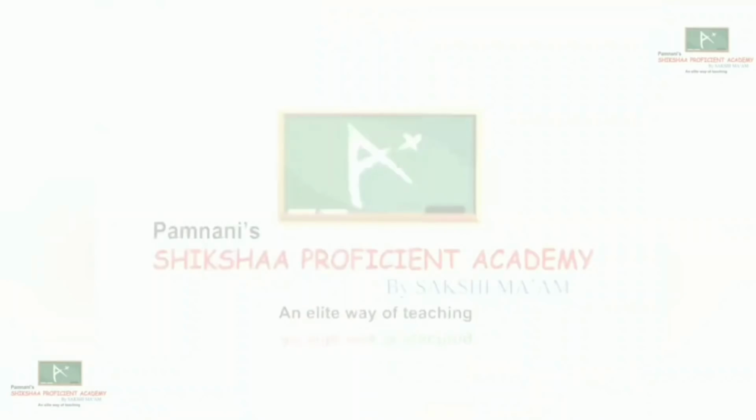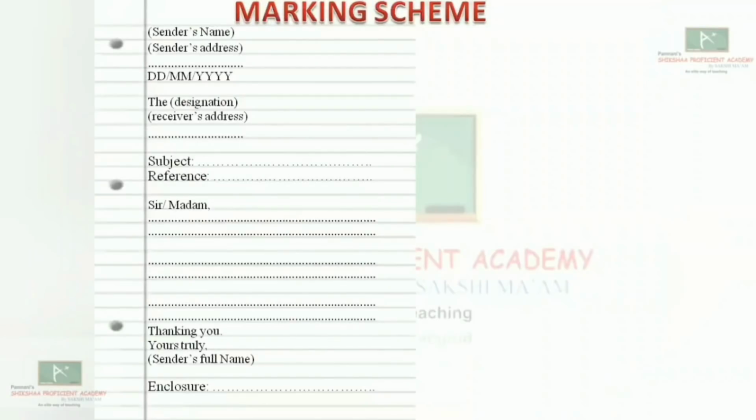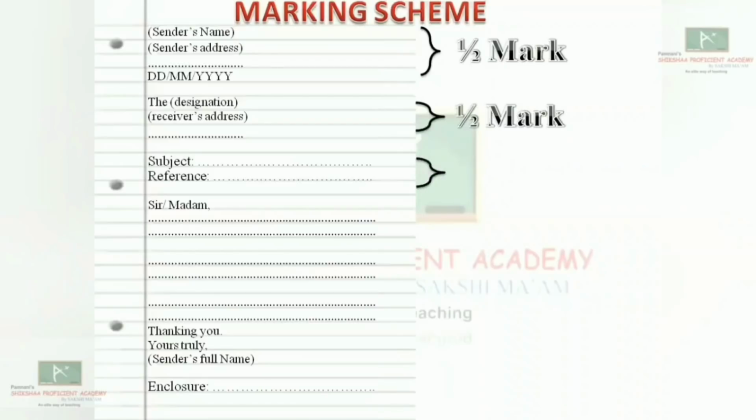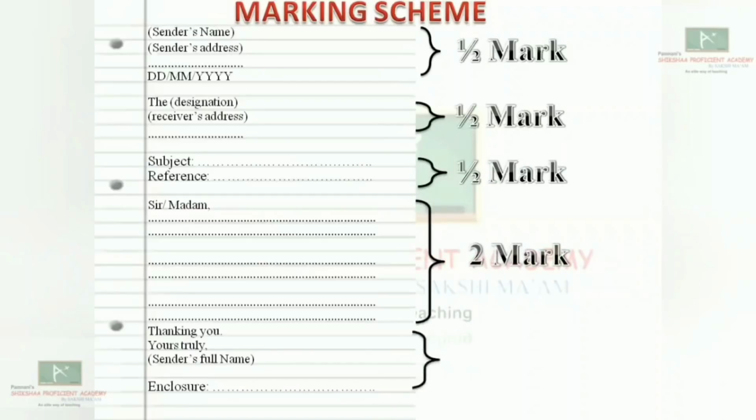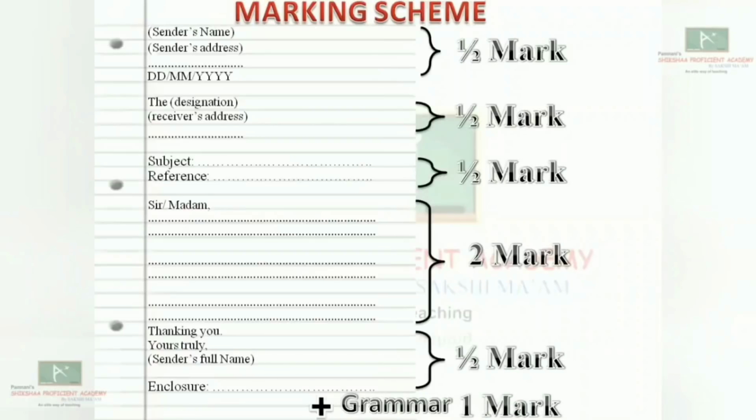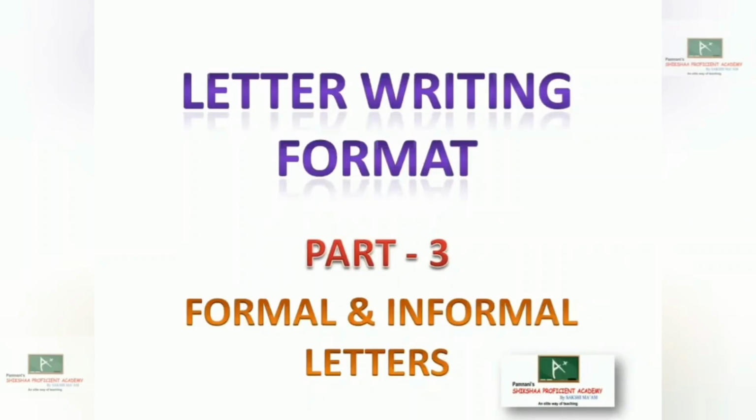So let us look at the marking scheme. Sender's name and sender's address and date, month, year format carries half mark. The designation and receiver's address carries half mark. Subject or reference carries half mark. The main body of our formal letter carries 2 marks. The closing statements carries half mark. Overall grammar carries 1 mark. Totally 5 marks.